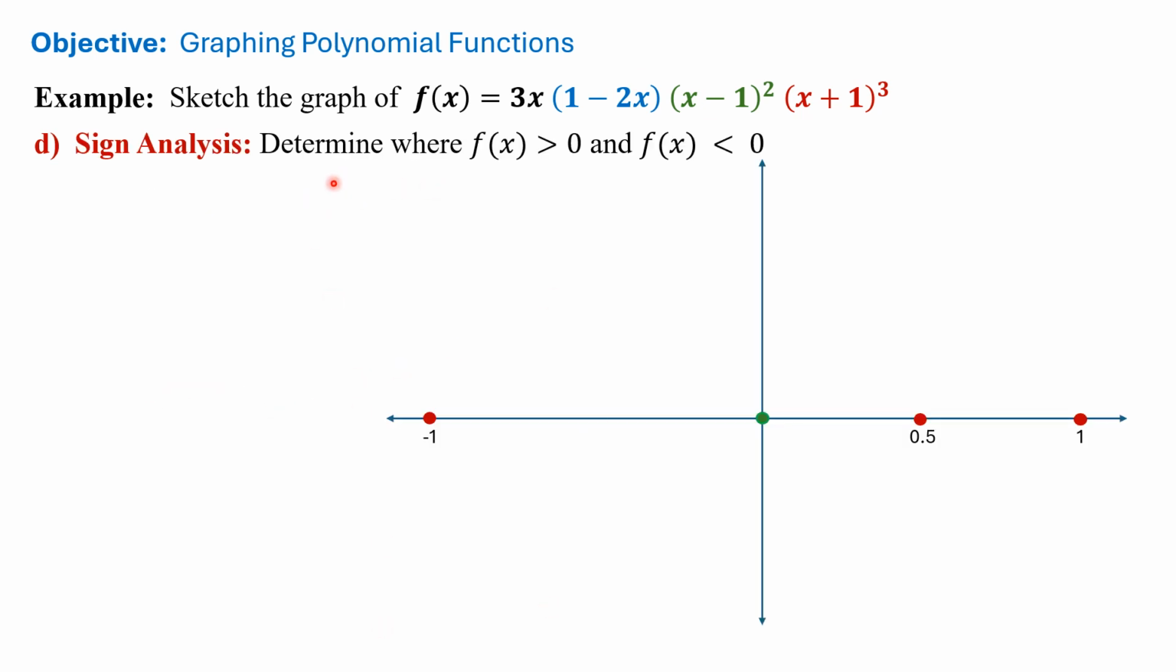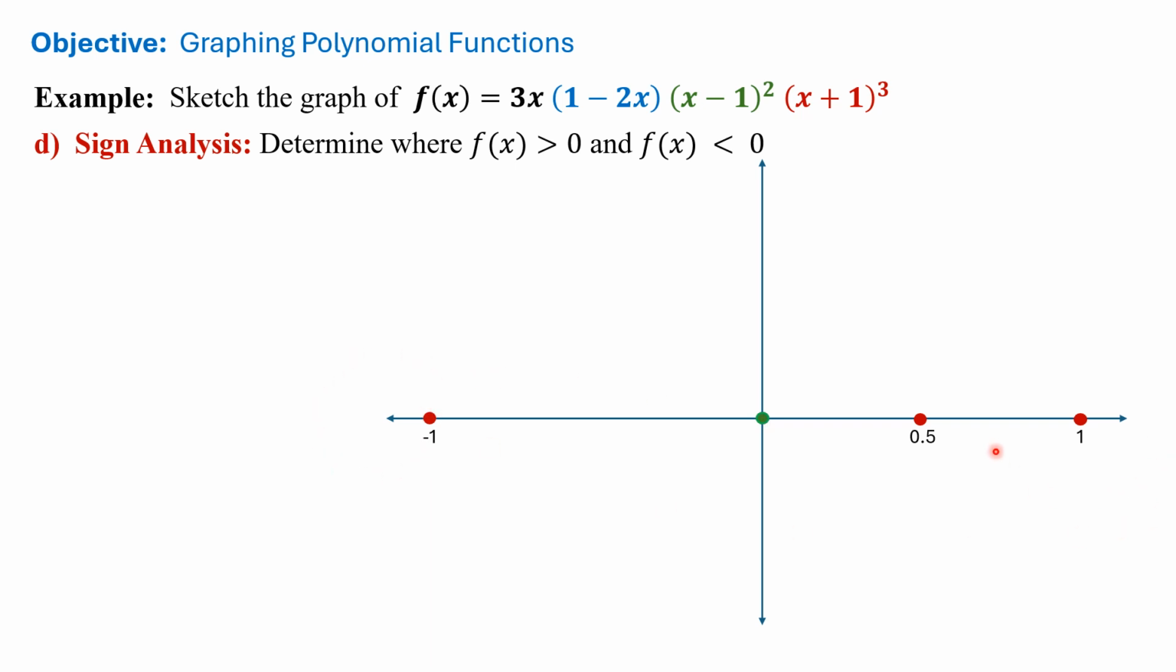The next step is to determine where the function is greater than 0 or where the function is less than 0, or simply the sign analysis. In finding the sign analysis, we need to list down the zeros on the x-axis. The zeros of the function, or x-intercepts, are negative 1, 0, 1/2, and 1. These four zeros divide the x-axis into 5 intervals: first interval, second interval, third interval, fourth interval, and the fifth interval.